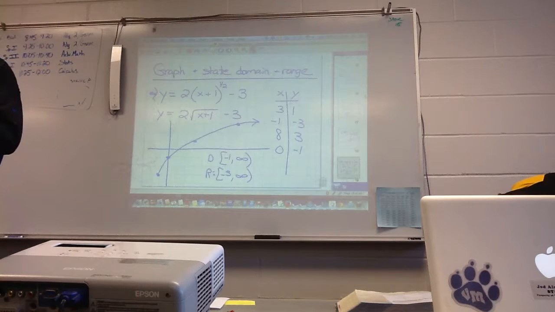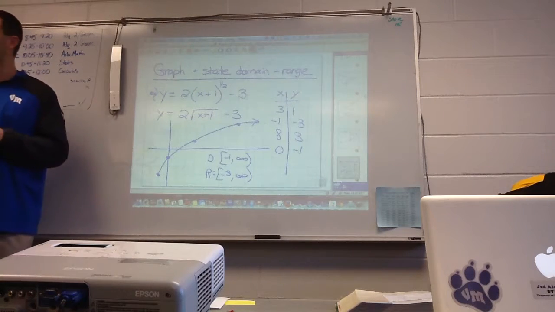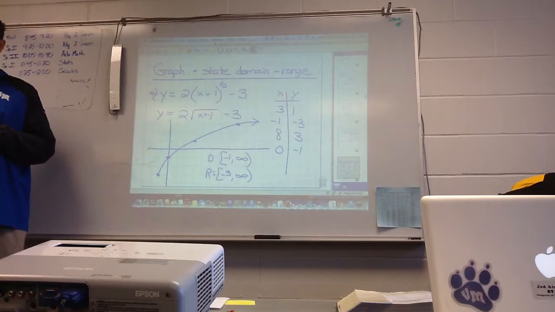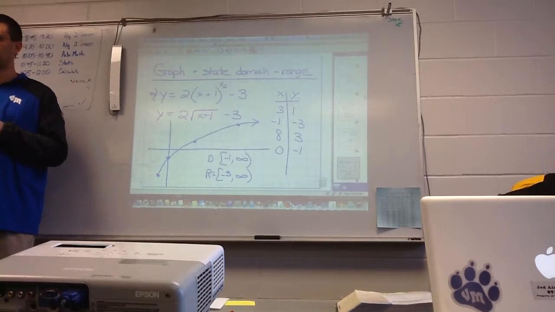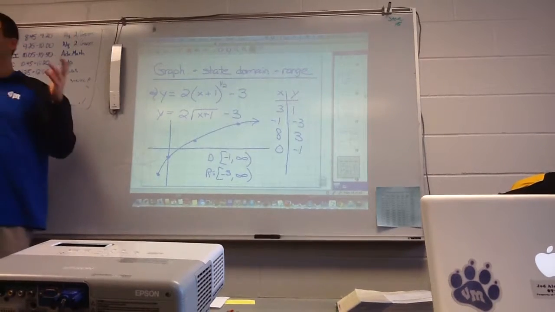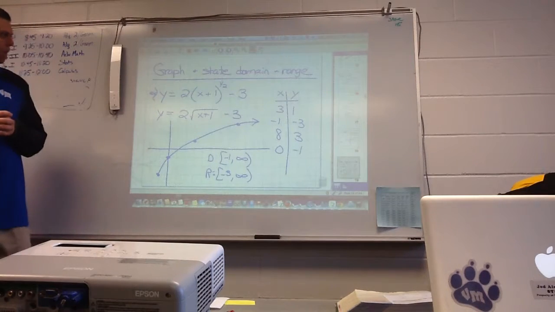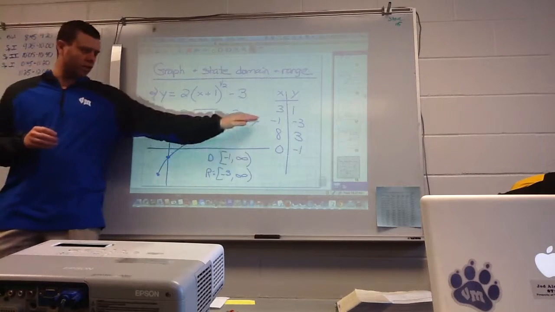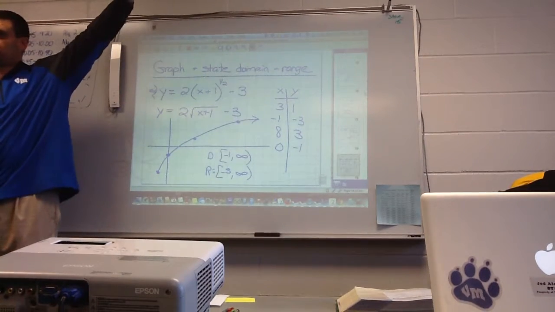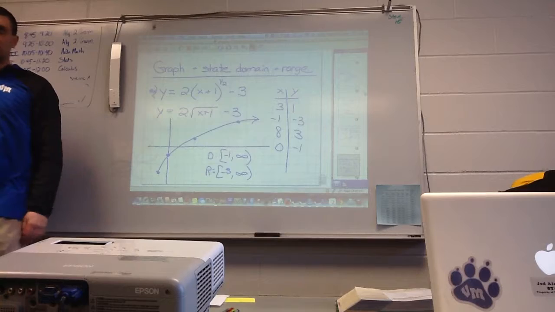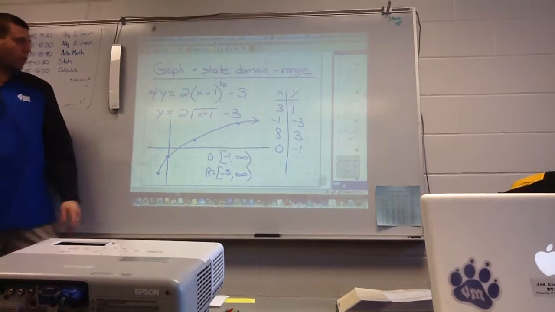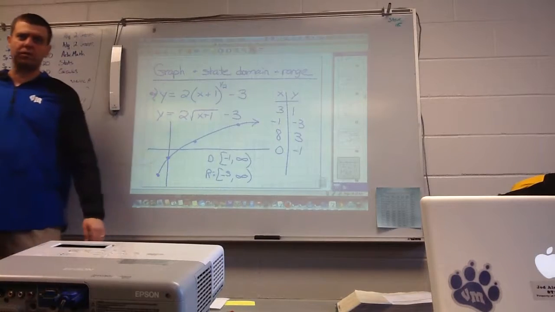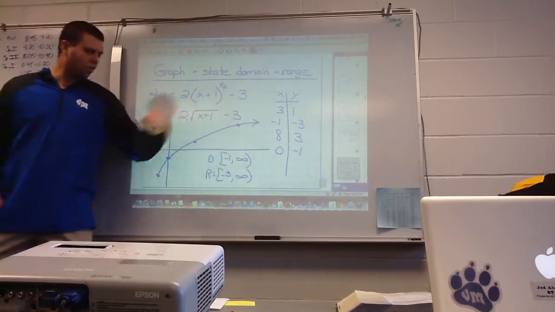Is that what you would have guessed it probably looked like? What does a square root graph look like? Half a parabola. Half of a sideways parabola, right? Okay? A square root always kind of looks like this. It only goes one direction. Odd roots go both directions, right? Okay, but this is a square root, so it's just going to go as half of a sideways parabola. So I drew the graph.